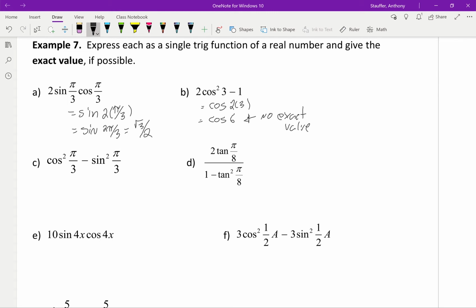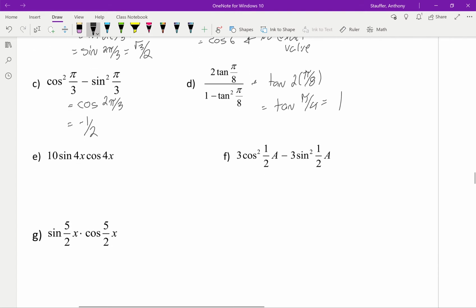Cos squared pi by 3 minus sine squared pi by 3 is again equal to cos of 2 pi by 3, which when we put that into the unit circle gives me negative 1/2. This one is just going to give me the tan of 2 multiplied by pi by 8, which would give me tan of pi by 4, which we can see from the unit circle equals 1.